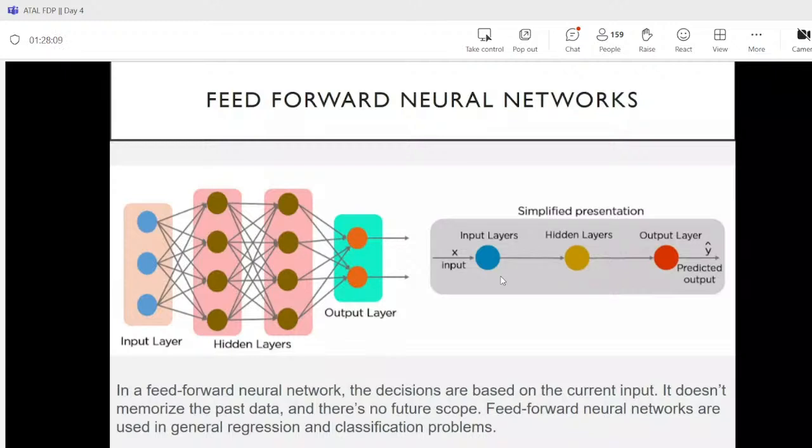So the decisions are based on the current input. It does not memorize this particular value, which means the earlier inputs will be erased, and there is no future scope for obtaining the next output. This is a very simple way to define the feed forward neural network. Forward process, that's all.